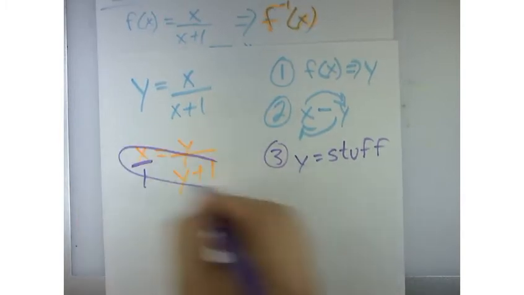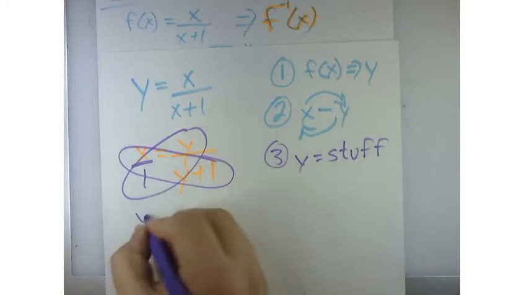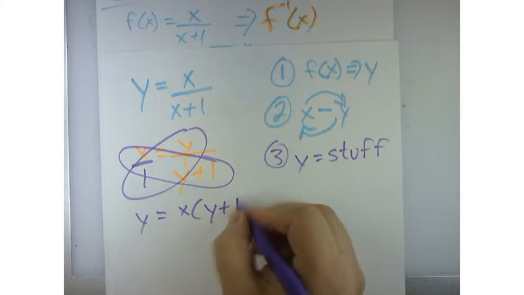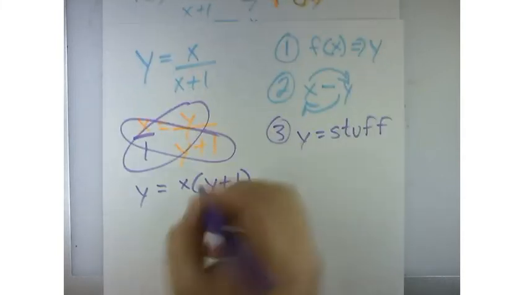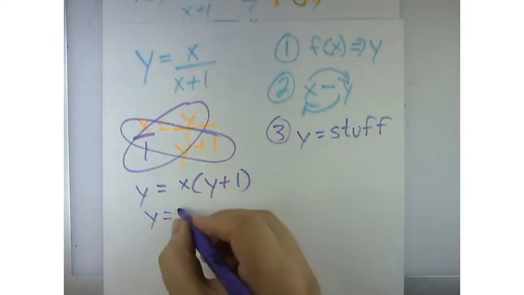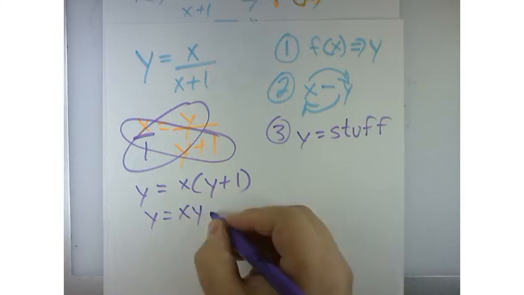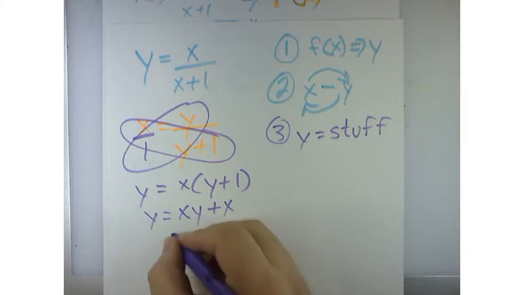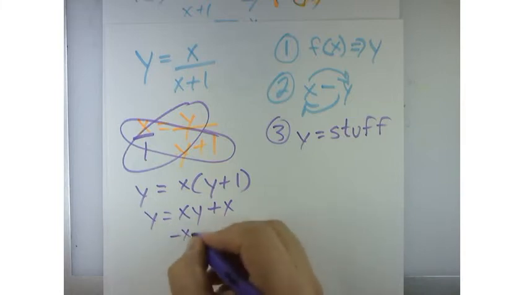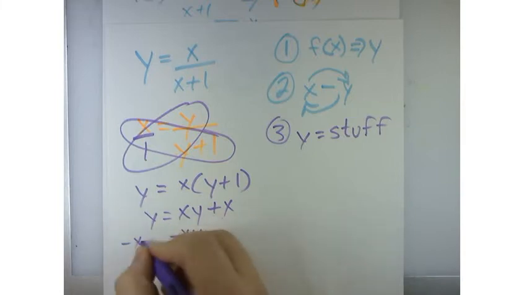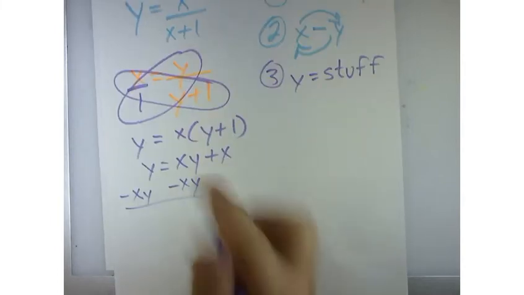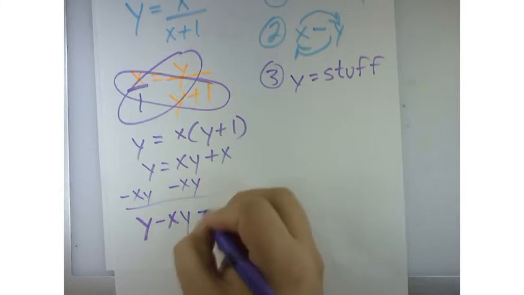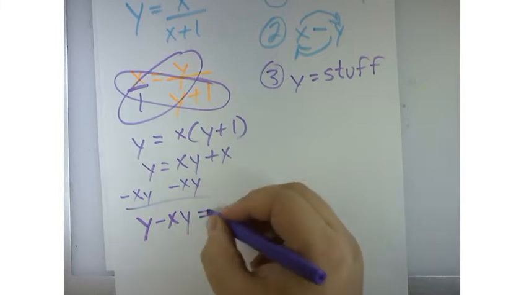We're going to cross multiply, and I get y is equal to x times the quantity y plus 1. I'm going to distribute the x through the parentheses, and I get xy plus x. Now if I take all the y values and put them on one side by doing minus xy to both sides, I end up with y minus xy is equal to x.